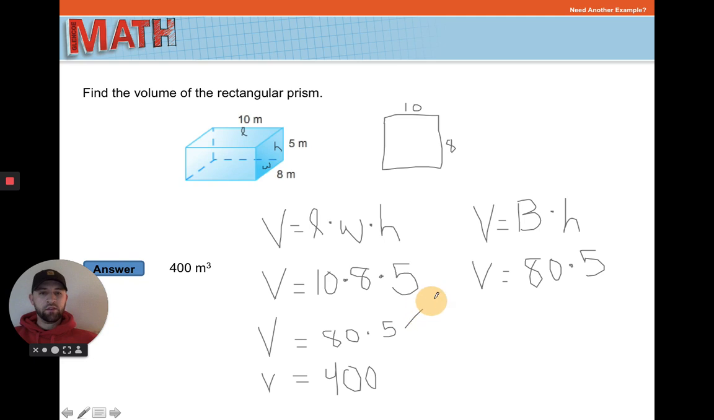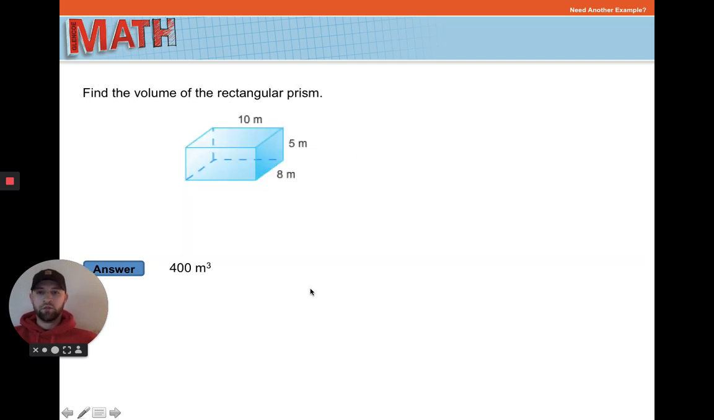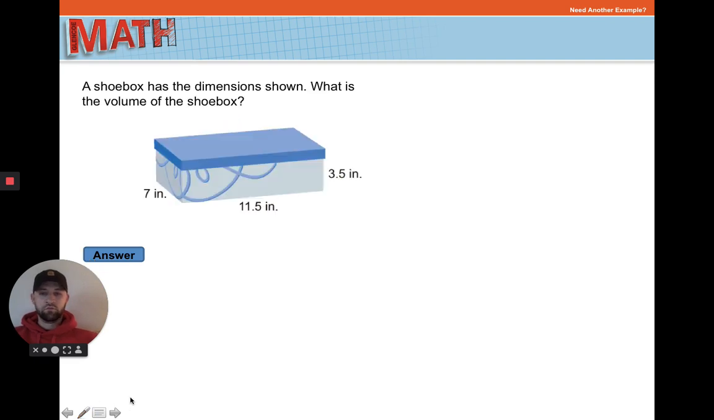Notice that these two are the same step here. Now when we solve, we should get volume is equal to, whoops, what did I do there? Volume is equal to 400. Sorry about that. All right, let's try one more. I didn't mean to erase that other one.